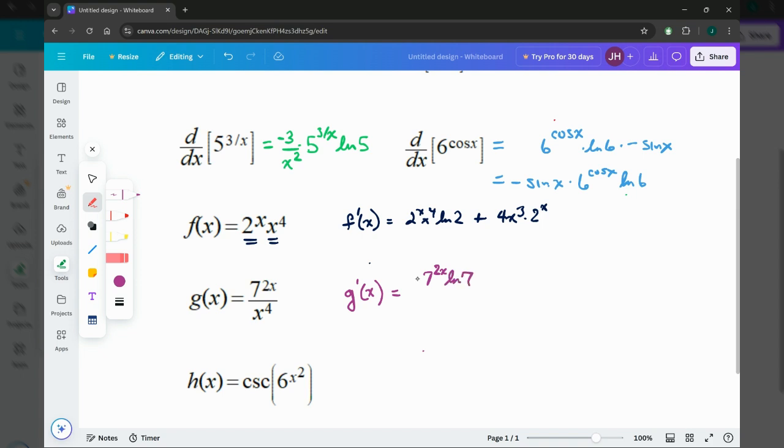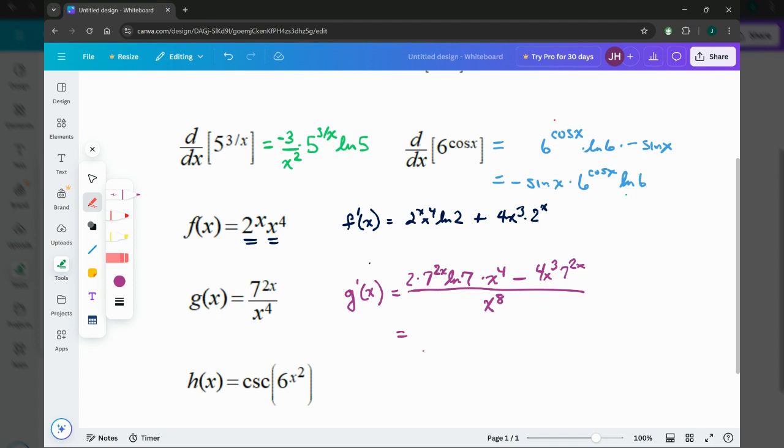But then I have to multiply by 2 out front, and that has to be multiplied by the bottom. Quotient rule is minus. We're going to take the top, which is 7 to the 2x, and multiply that by the derivative of the bottom, which is 4x cubed, all over the bottom squared, which would be x to the 8th. Now, we could do some simplifying here.